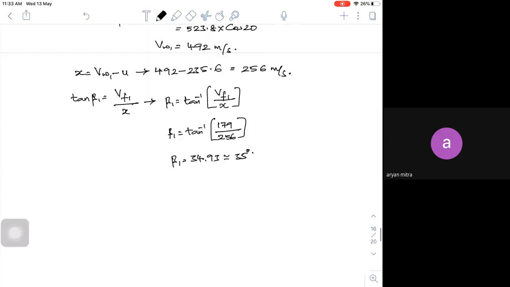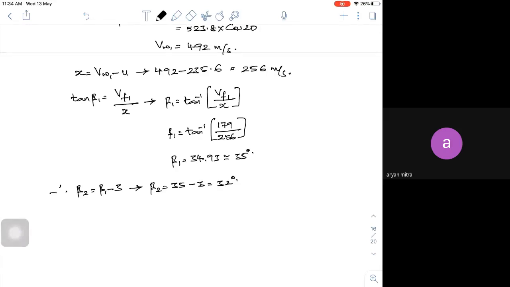So therefore, as given in the problem statement, beta 2 is 3 degrees less than beta 1. That is beta 1 minus 3. So your beta 2 is equal to 35 minus 3. It is 32 degrees.